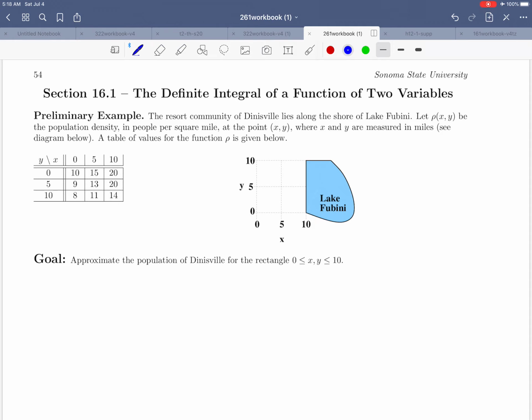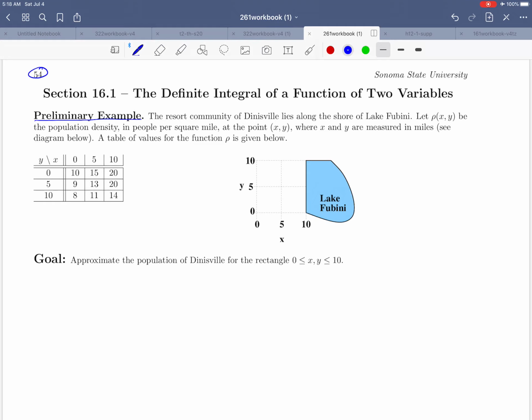We are going to be looking at section 16.1. This starts out on page 54 for us. The topic of this section is the definite integral of a function of two variables. This chapter is going to be about integration in a multivariable setting. And I think the best way to start with this new topic is to look at an example, just kind of see how it works.